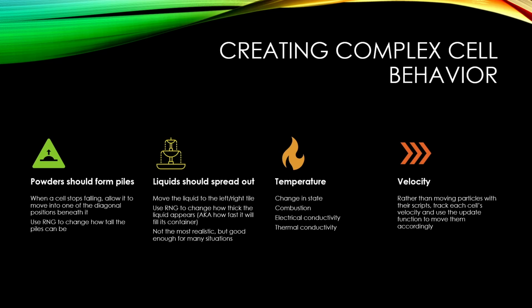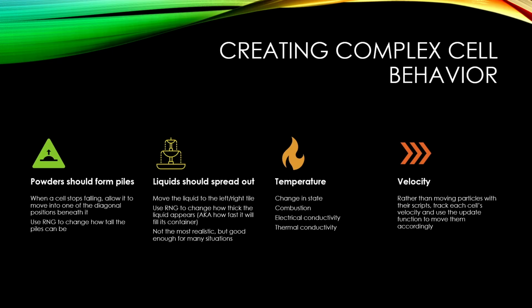Now you can use RNG to change how often this occurs to give the impression that a liquid is thicker or thinner. For example, if it has a low chance to move left or right, then it'll appear thicker. If it has a high chance, then it'll appear thinner. It's not the most realistic way of doing this, but it's fairly cheap to compute and very easy to implement.